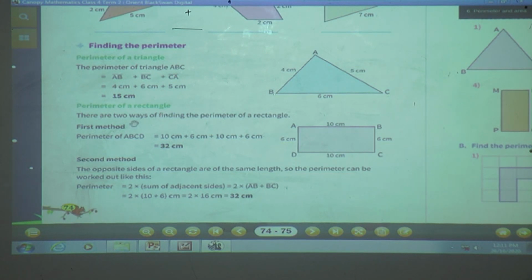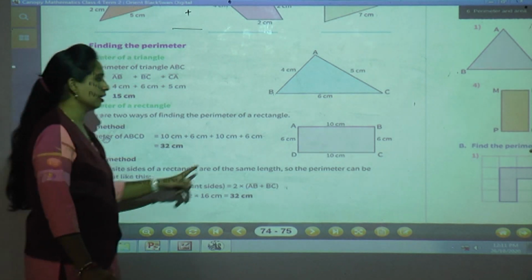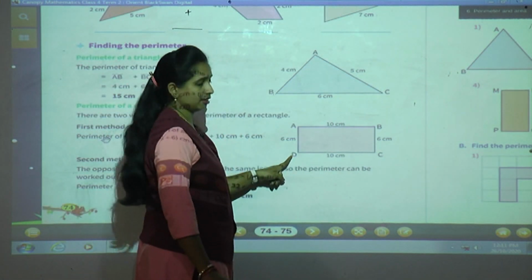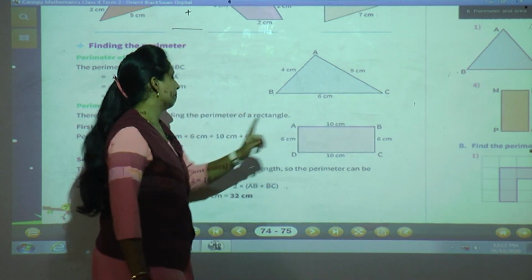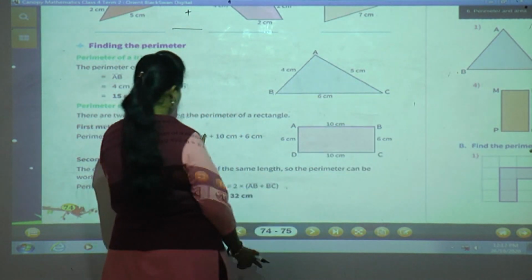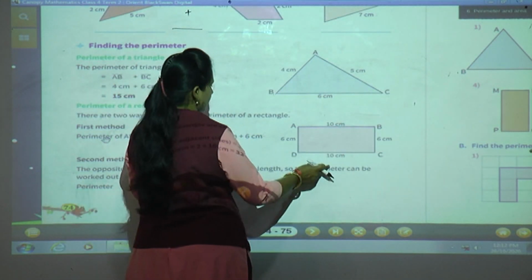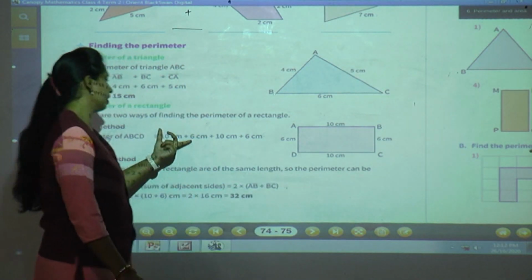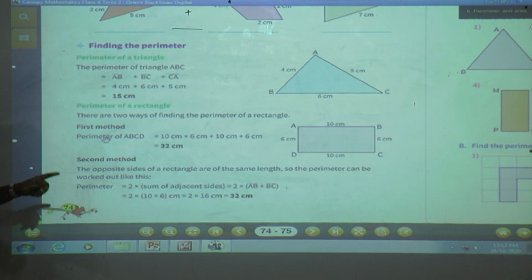Okay? There are two ways of finding the perimeter of a rectangle. The first method, perimeter of ABCD. Now see, ABCD. This is the rectangle. Now AB is how much? 10 centimeter. BC 6 centimeter. CD 10 centimeter and AD 6 centimeter. If we add all together, we get 32 centimeter. See, the perimeter of a rectangle is also the sum of the length of all the sides.